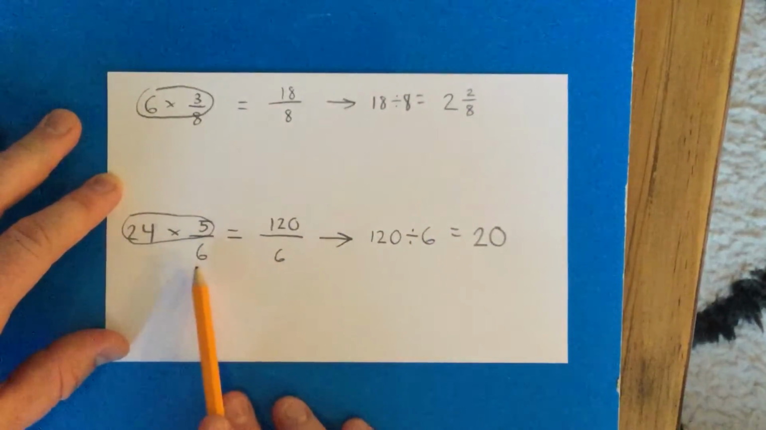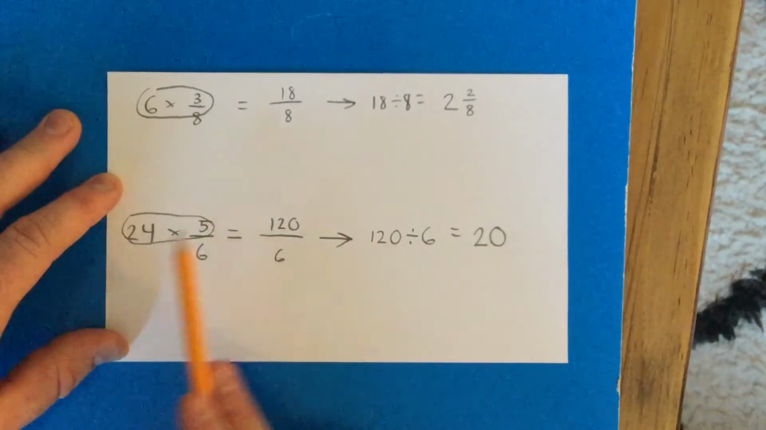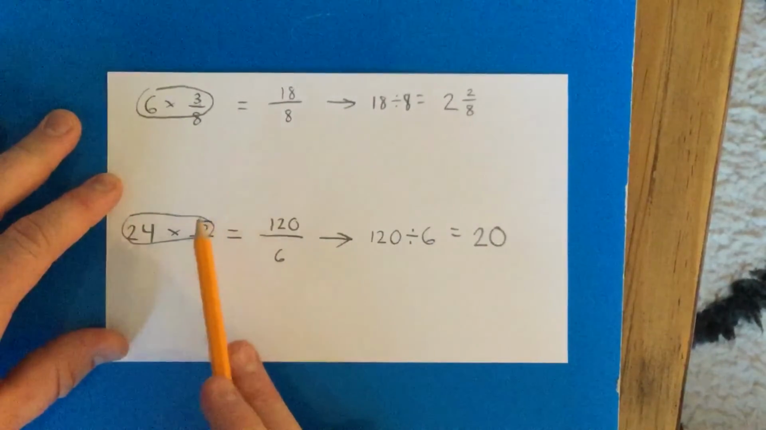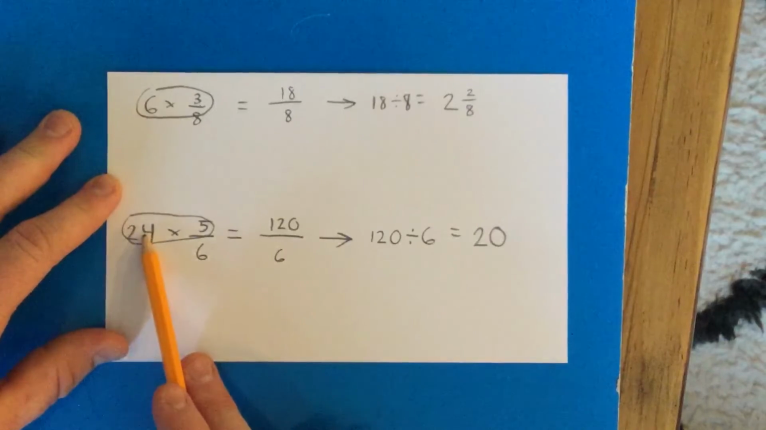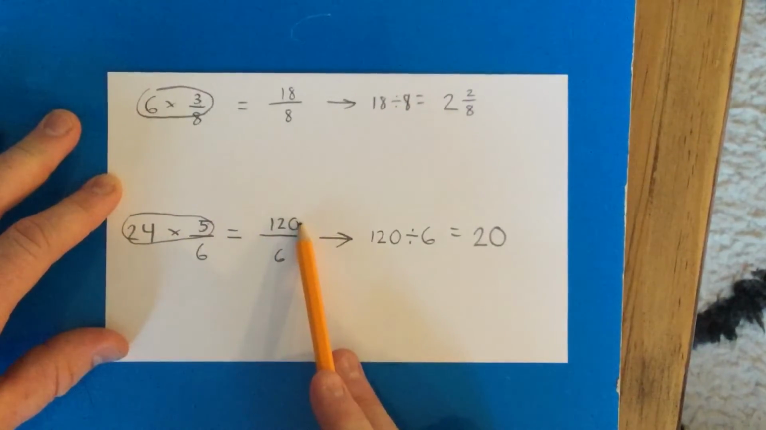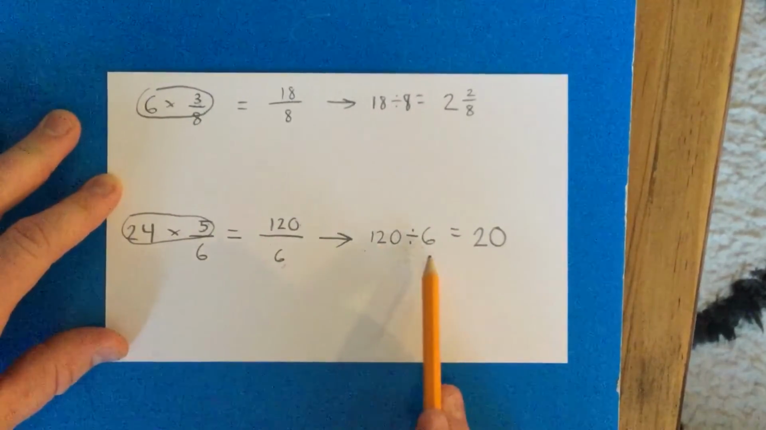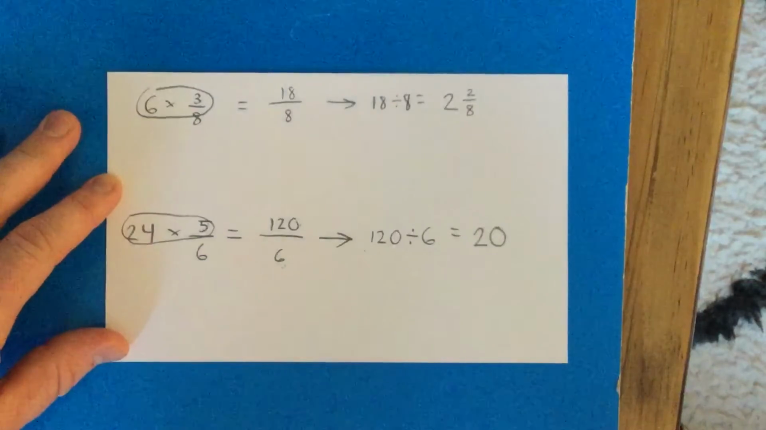24 times 5/6 means we are adding 5/6 24 times, which means that we would end up adding 5 parts plus 5 parts plus 5 parts 24 times. So if I do 5 times 24, that gives me 120 parts, and those parts are still sixths, and 120 divided by 6 equals 20. I hope this helps.